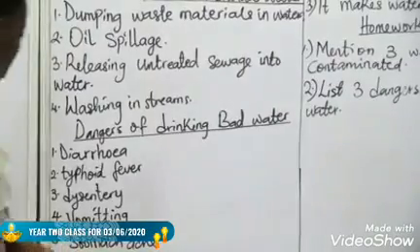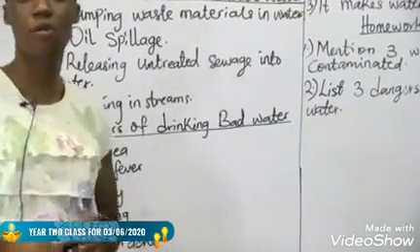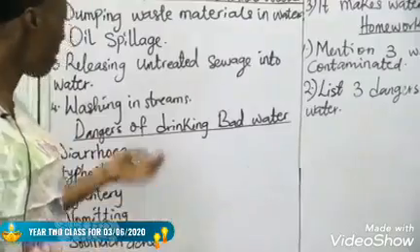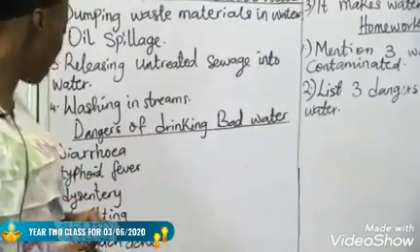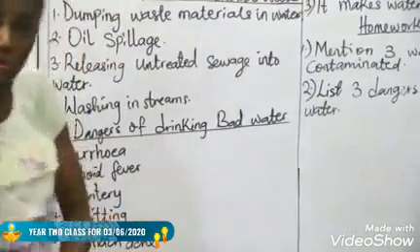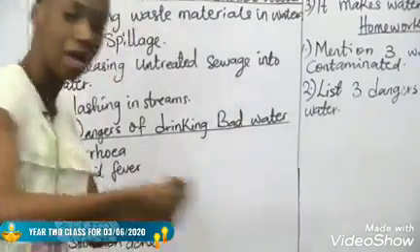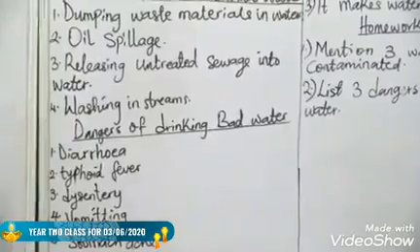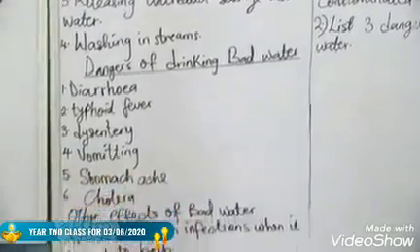Then cholera. Cholera is caused by drinking bad water, where the person will be vomiting and stooling at the same time. Vomiting and stooling at the same time. That is cholera. We have other effects of bad water.